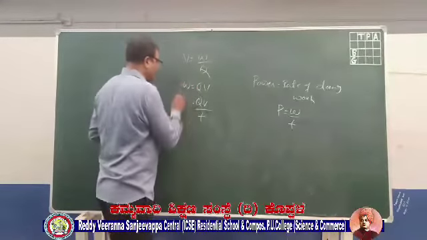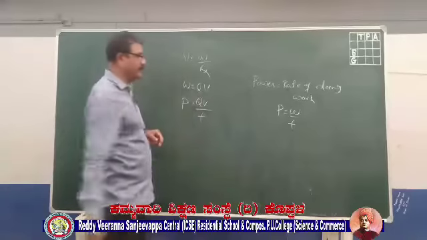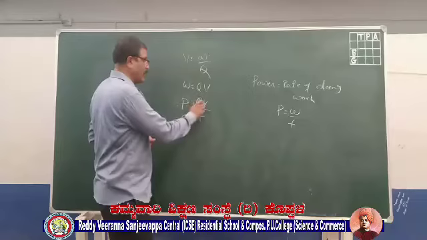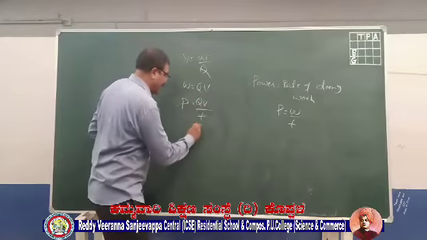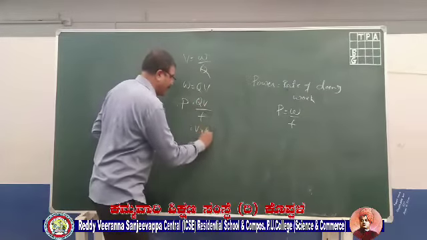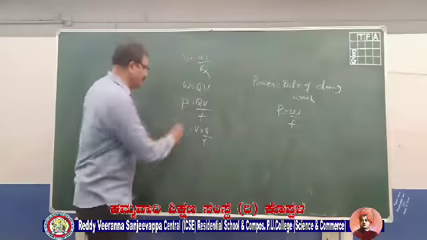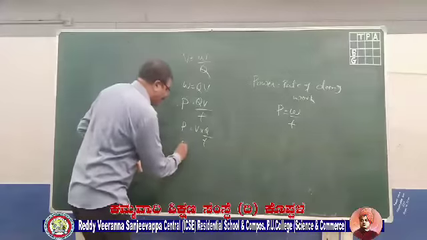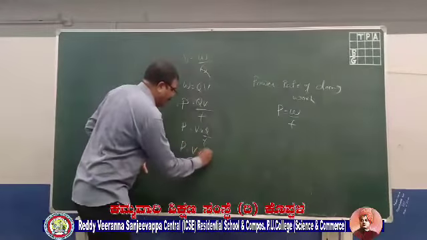Okay. So instead of W, what I will write? I will write power. So power is equal to QV by T. Or can I write it as V into Q by T? P is equal to V into Q by T. Or can I write it as V into I?